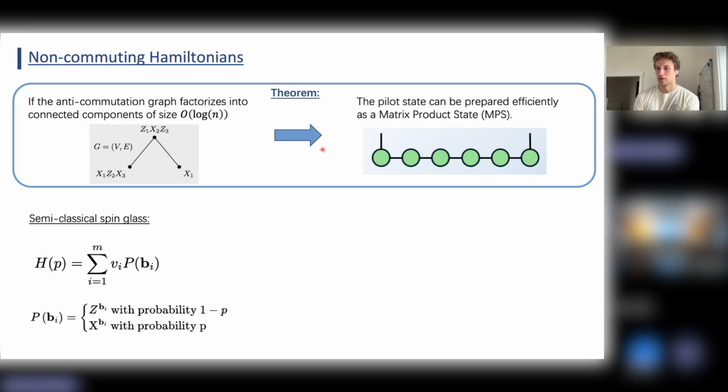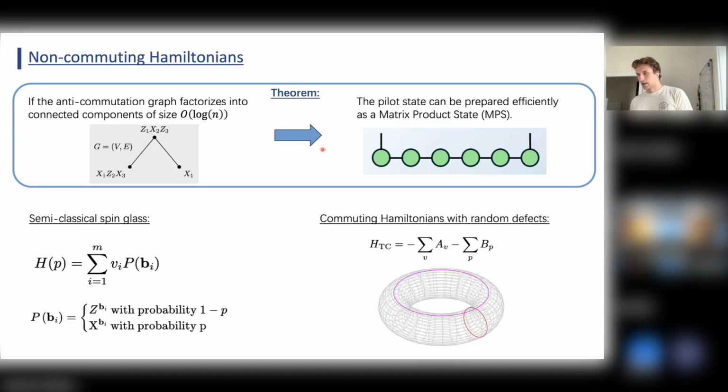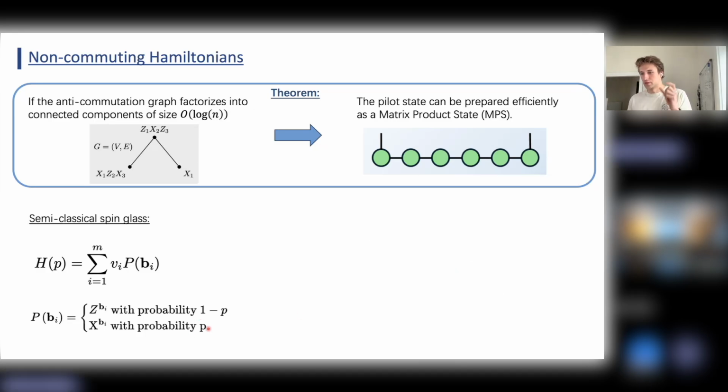The first is what we call a semiclassical spin glass, which is sort of an interpolation between a classical spin glass and a quantum spin glass. So it's a classical spin glass where we flip with some constant probability p the z terms in the Hamiltonian to x terms. One can show that if this probability p is chosen constant but small enough, there will be very few x terms, so there will only be few anti-commuting terms, and there's some percolation threshold where below that threshold the anti-commutation graph will factor into small components of only log size.